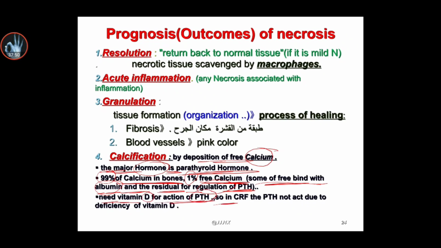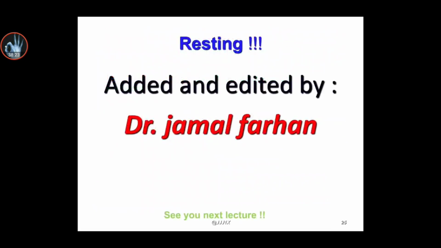So in those who are affected by deficiency of vitamin D, the parathyroid hormone does not act due to the deficiency of vitamin D. This means vitamin D is important for the action of the parathyroid gland, which is located behind the thyroid. This is about necrosis.